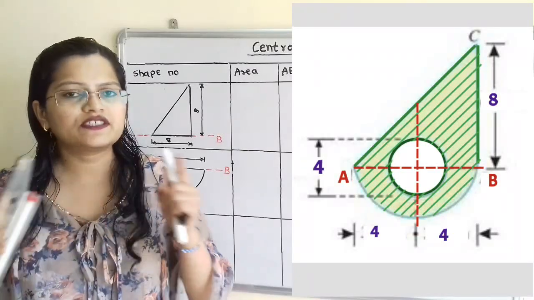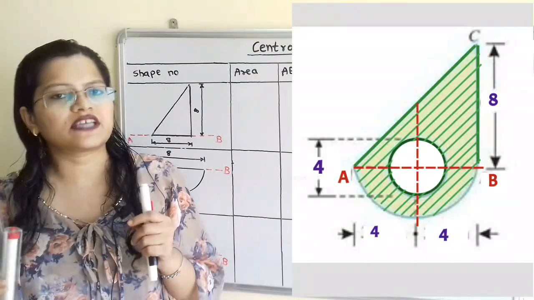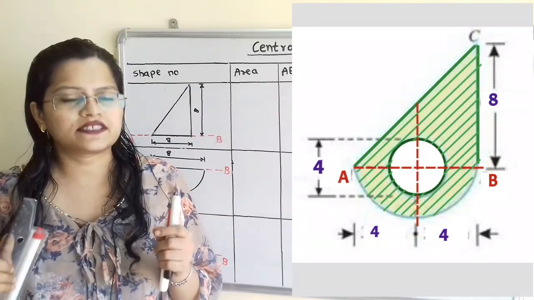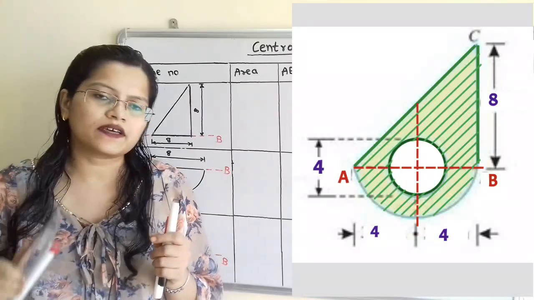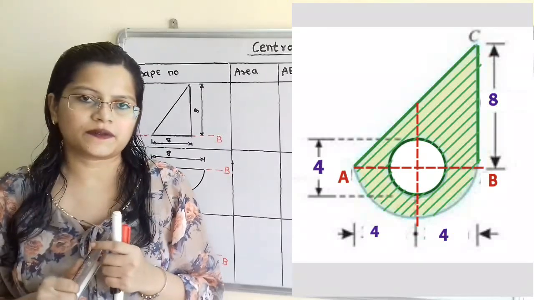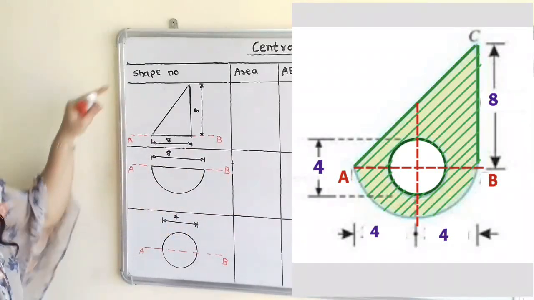We will divide this total shape into three parts: first triangle, second semicircle and third circle. So shaded area is equal to area of triangle plus area of semicircle minus area of circle. To find out moment of inertia, we will prepare one table.